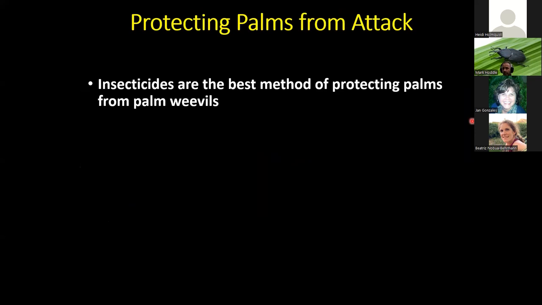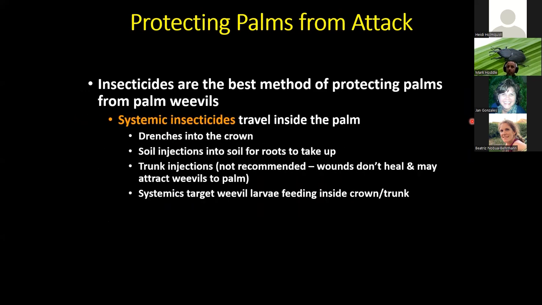So how do you protect your palms? Without doubt, insecticides are the best method for protecting your palms from palm weevils. We've done a lot of work recently on evaluating different types of insecticides for palm protection. Without doubt, systemic insecticides that move inside the palm up into the crown and protect that meristematic area from weevil larval attack are the most effective. You can put those products as drenches directly into the crown, soil injections into the soil for the roots to take up. You can inject it, or you can put the material on as a trunk paint.